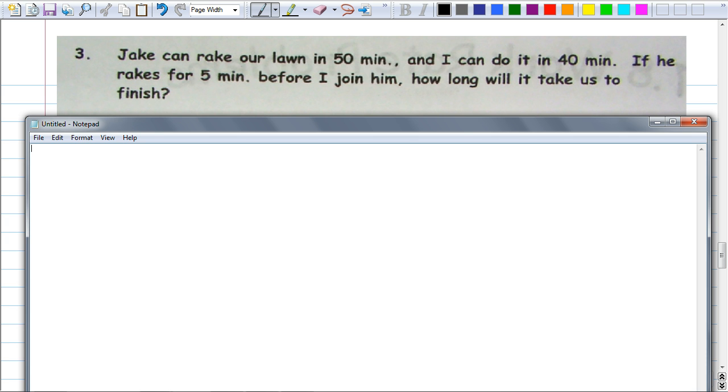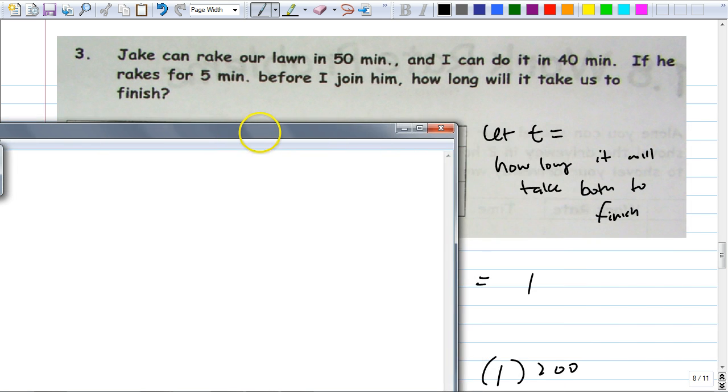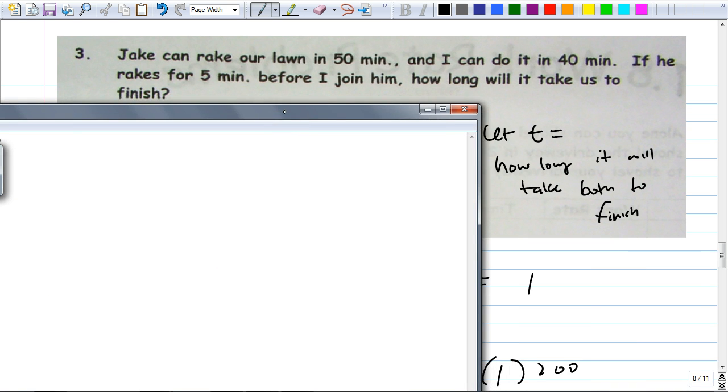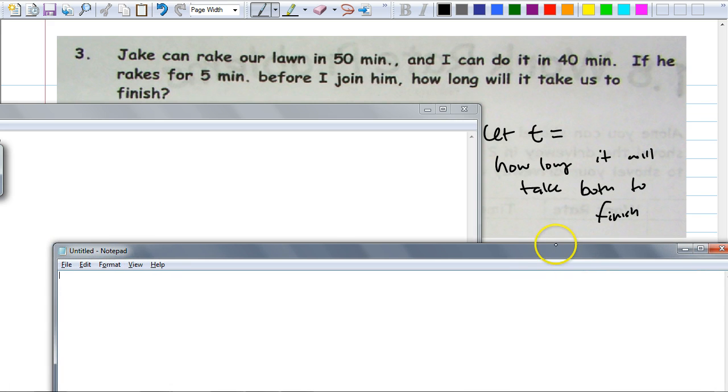You're right. Do we count the 5 minutes that he's been working? No, we don't add that. It's from whenever I join until we finish. Is that okay? So I'm going to say let T be how long it'll take both to finish. Now look at all the units in time. Everything's in terms of minutes. Do we need to convert them into hours and so forth? No, you don't need to.